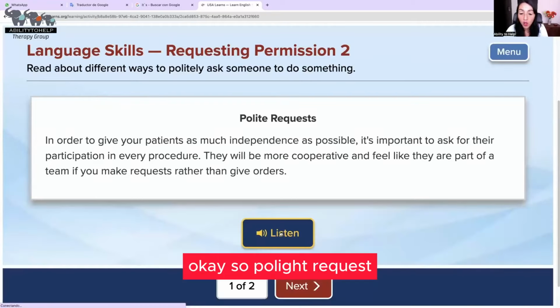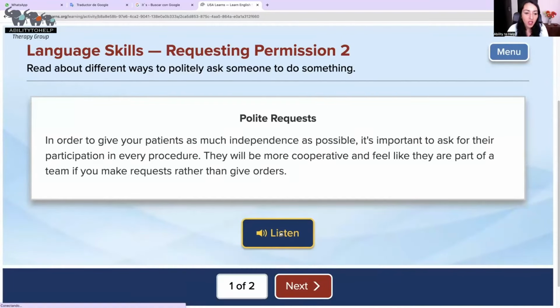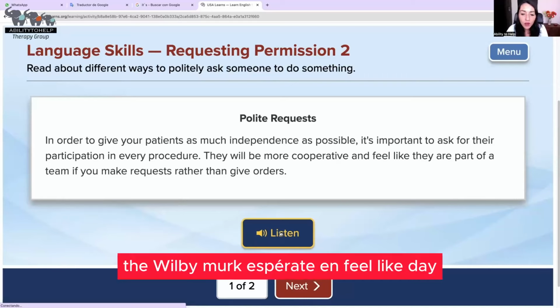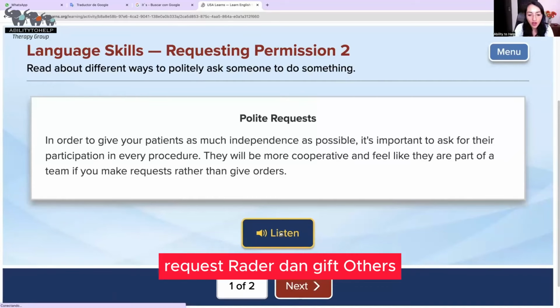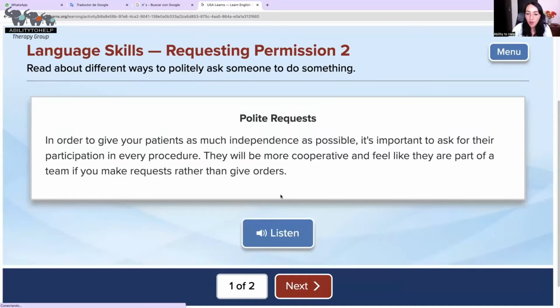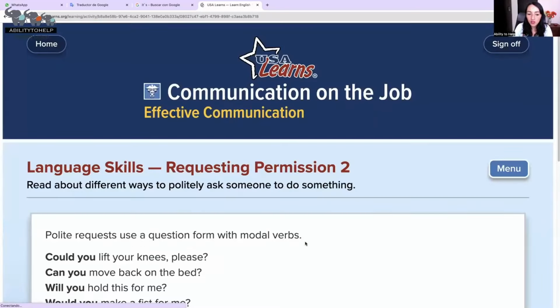Okay, so polite requests. In order to give your patients as much independence as possible, it is important to ask for their participation in every procedure. They will be more cooperative and feel like they are part of a team if you make requests rather than give orders. So it is important, a polite request in this case.